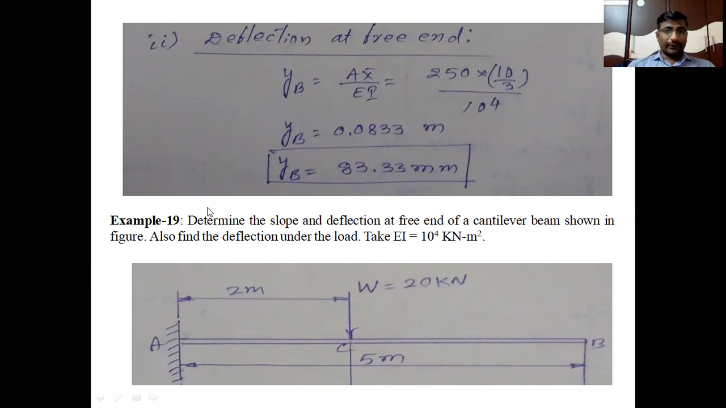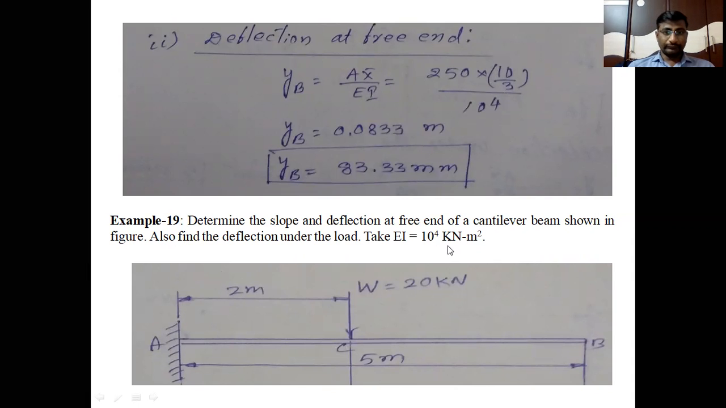Second problem. Determine the slope and deflection at the free end of the cantilever beam as shown in the figure. Also find the deflection under the load. This is the point of application of the load. Take EI equal to 10 to the power of 4 kilonewton meter square.